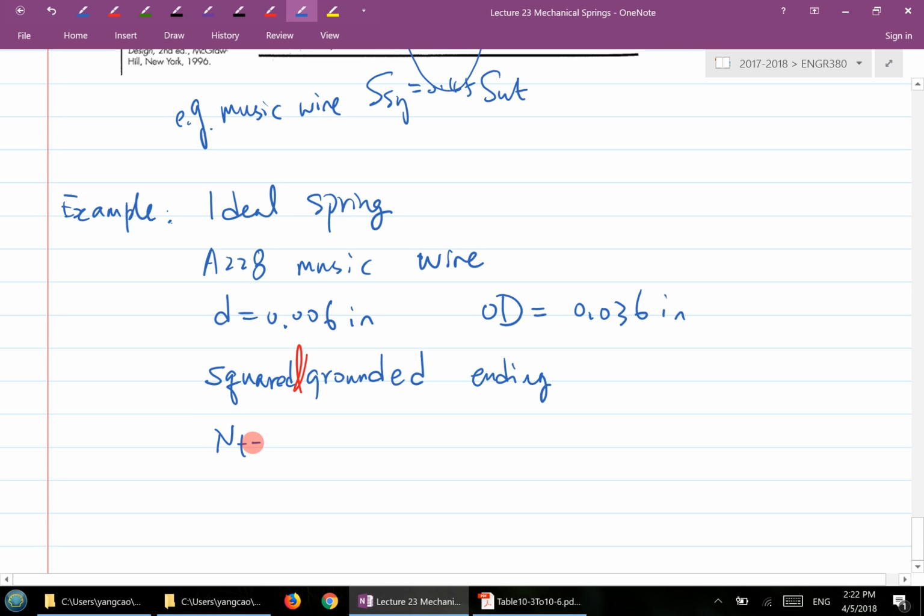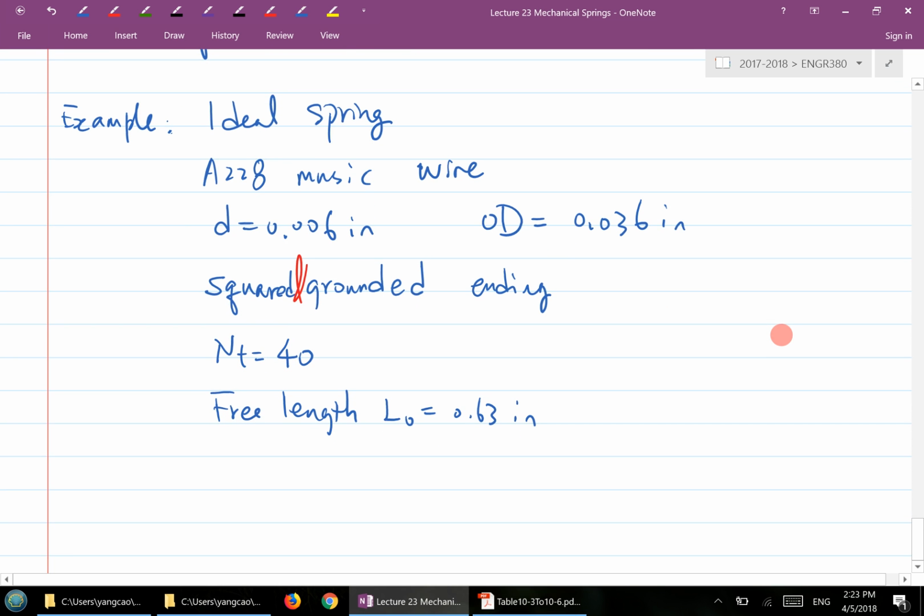It has a total number of coils NT equal to 40. Its free length L0 equal to 0.63 inch. Let's say we assume a safety factor NS equal to 1.2.